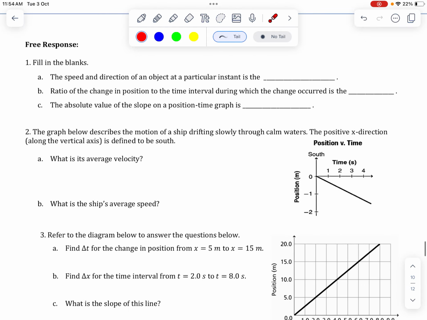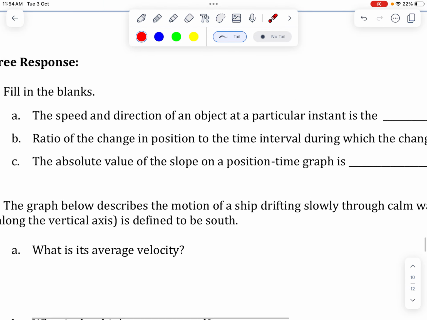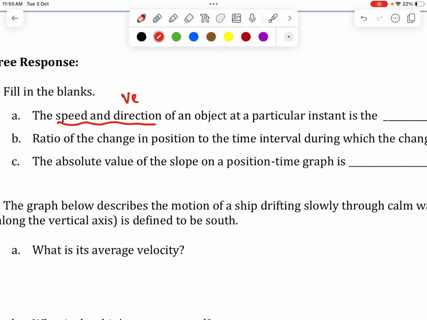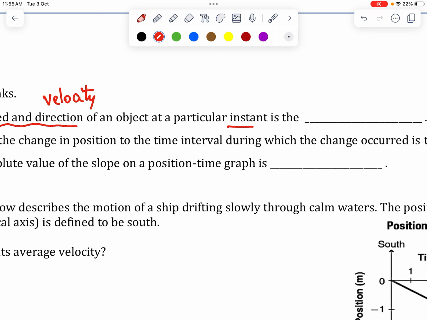Now jumping to the free responses. Firstly, fill in the blanks: the speed and direction of an object at a particular instant. The speed and direction give me velocity, and at a certain instant, this means the instantaneous velocity.